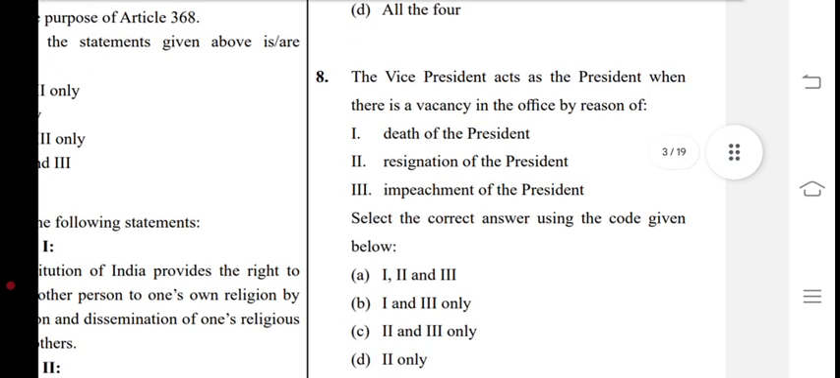The Vice President acts as the President when there is a vacancy in the office by reason of death of the President, resignation of the President, impeachment of the President. Select the correct answer: the impeachment of the President. The Vice President acts as the President when there is a vacancy in the office by reason of impeachment of the President, resignation, death of the President, resignation of the President. Third vacancies, third three are possible.